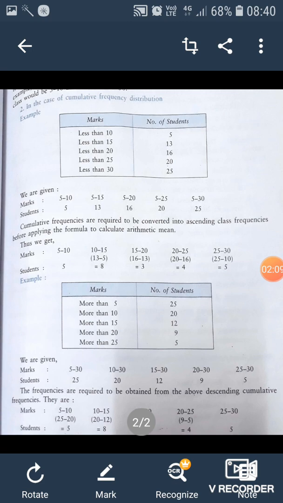Now what about cumulative frequency? How will we convert it into frequency? By deducting the cumulative frequencies. For the 5 to 10 range, we will deduct 20 from 25 and we will get the value 5. For the interval 10 to 15, we will subtract 12 from 20 and we will get 8, and so on. We will subtract and get the values for the different intervals. For the last interval, more than 25, we will take the value as it is, 5, for the frequency.